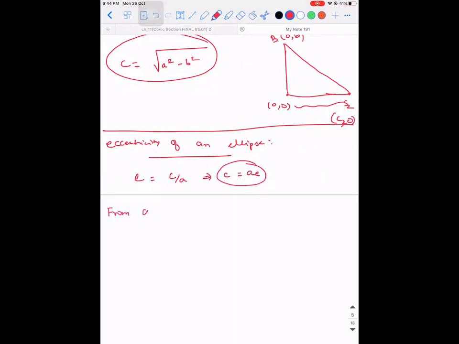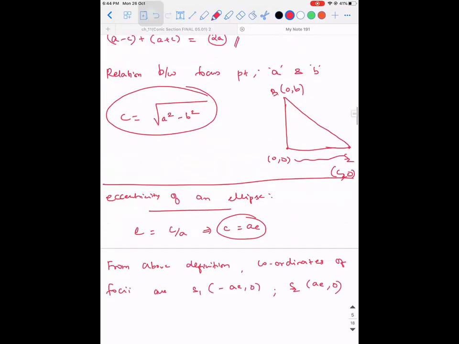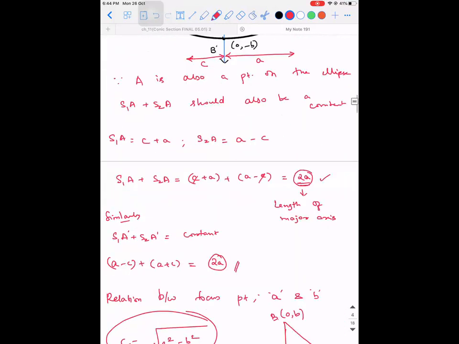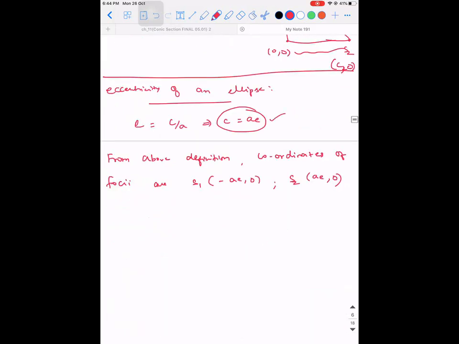So E is equal to C divided by A, which implies C will be equal to how much? C will be equal to AE. So this is going to break the first point. From above definition, coordinates of foci are S1 is minus AE, 0 and S2 is AE, 0, because what did we take the coordinates of S1 and S2 as? Minus C, 0 and C, 0, right? But what is C? C is equal to AE. So minus AE, 0 and AE, 0.